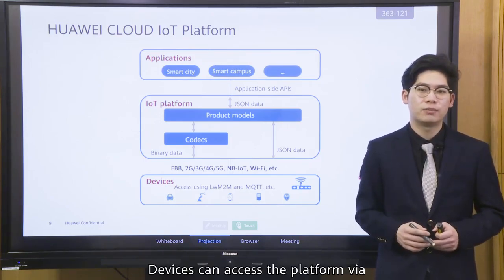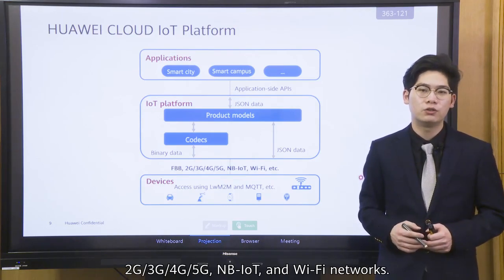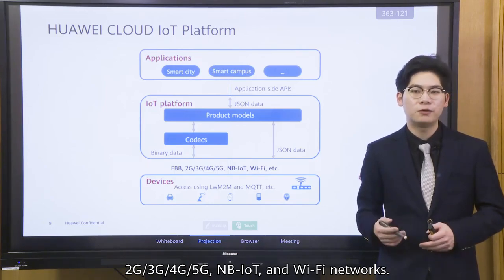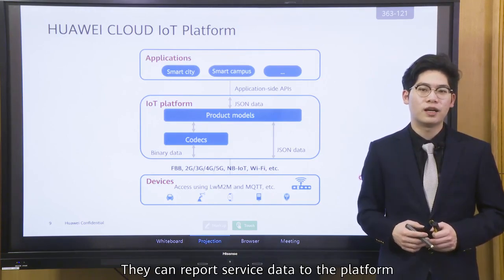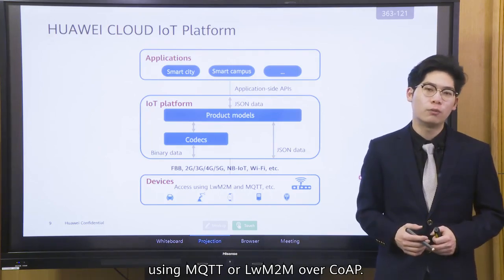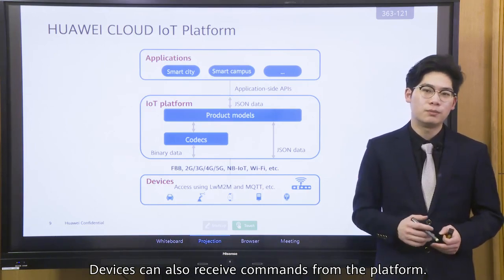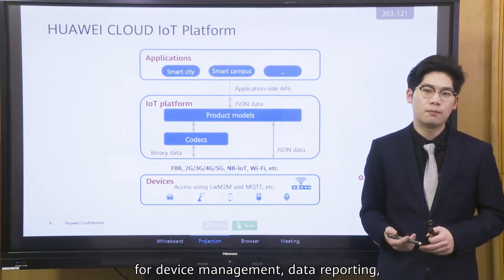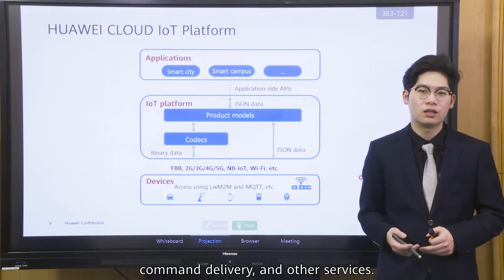Devices can access the platform via FBB, which is fixed broadband, and 2G, 3G, 4G, 5G, NB-IoT, and Wi-Fi networks. They can report service data to the platform using MQTT or lightweight M2M over CoAP. Devices can also receive commands from the platform. Applications can call platform APIs for device management, data reporting, command delivery, and other services.